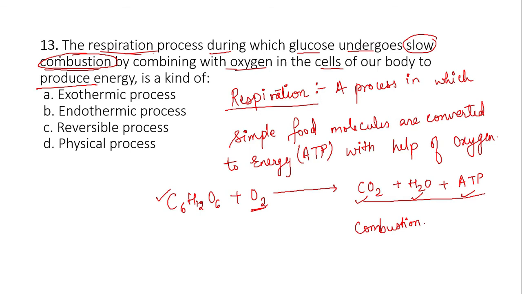So now let's understand these types of reactions. What kind of reaction is this particular reaction? We have to say that it is an exothermic process. What is an exothermic process? A process in which energy is released. So somewhere in this also energy is released. Endothermic reaction is a process in which energy is absorbed, right? So there is no absorption of energy. So this will be wrong.